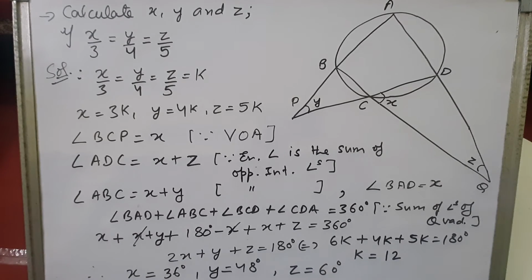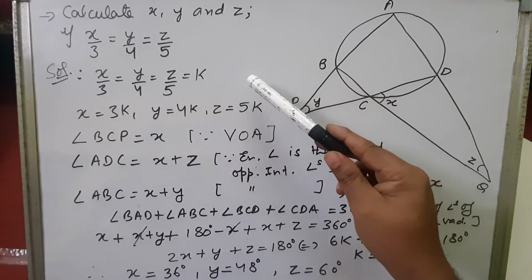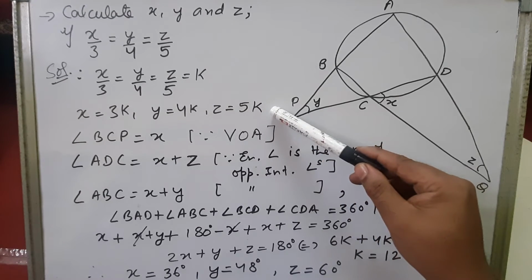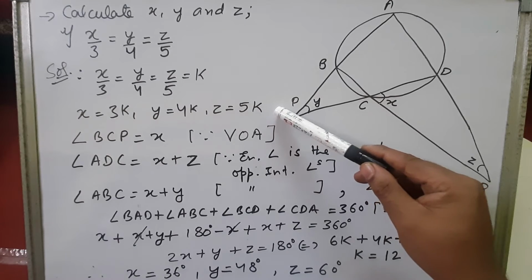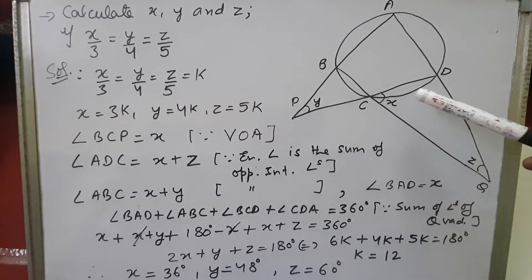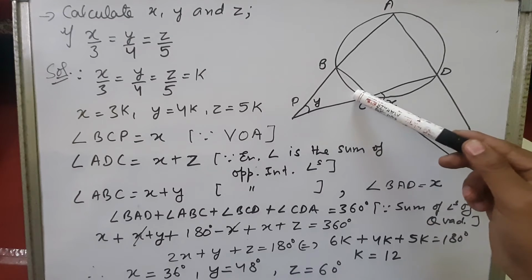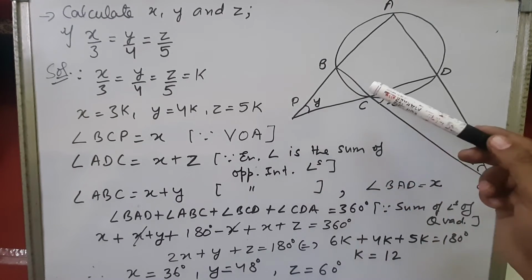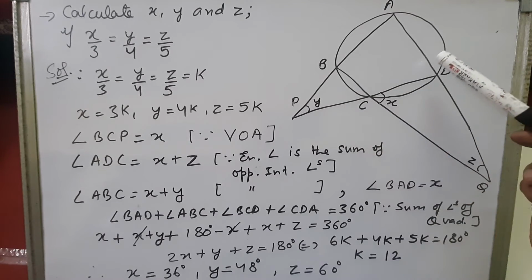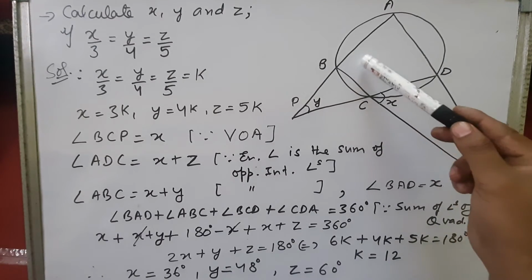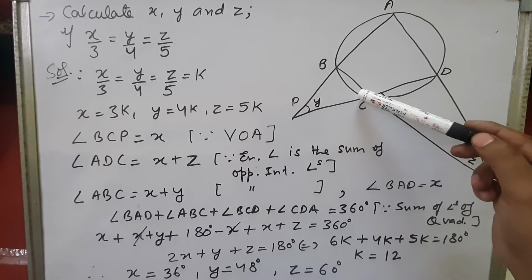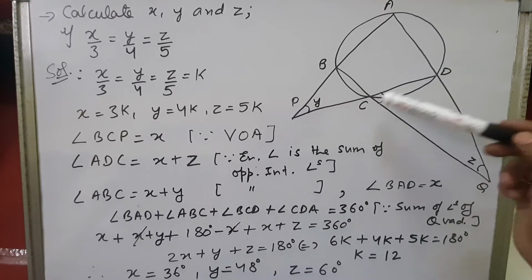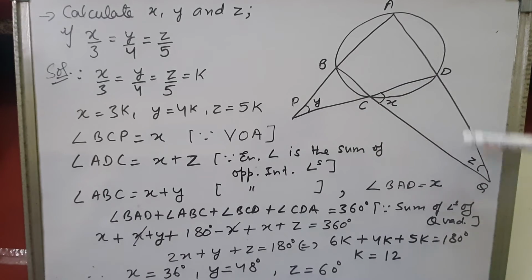Right. Now if we assume that all three terms are equal to k, then we can calculate x as 3k, y as 4k, and z as 5k. Now let's see here, angle x and angle BCP are vertically opposite angles, so the value of BCP will be x. So when this angle is x, the exterior angle is equal to the sum of the opposite interior angles. Angle ABC will be x plus y, and angle ADC will be x plus z.